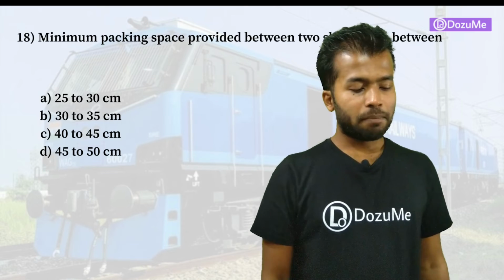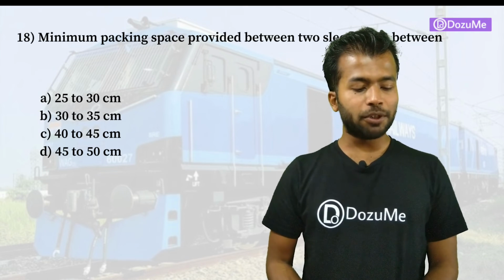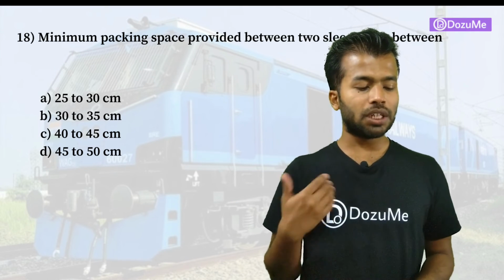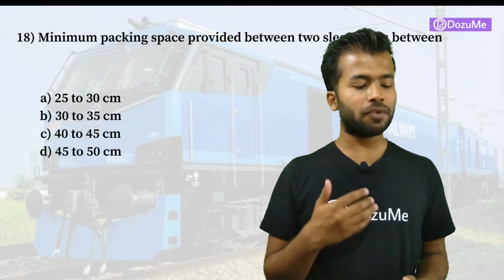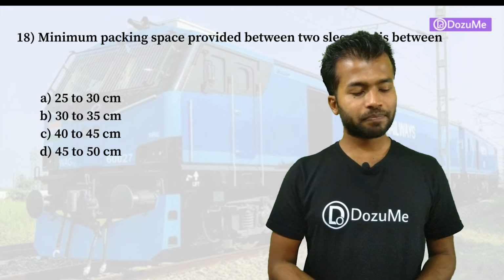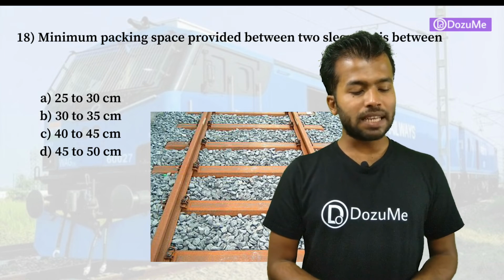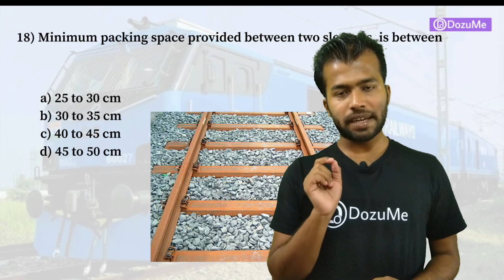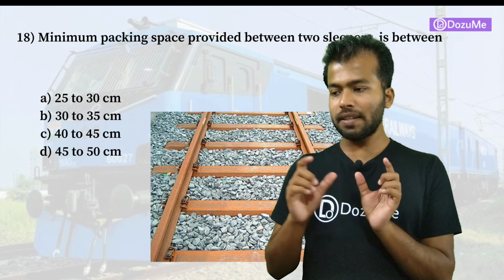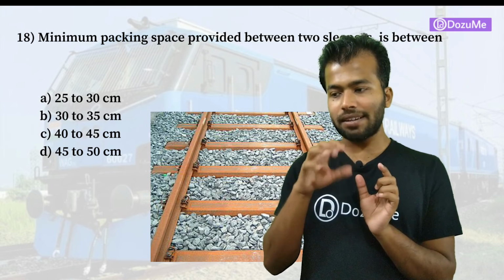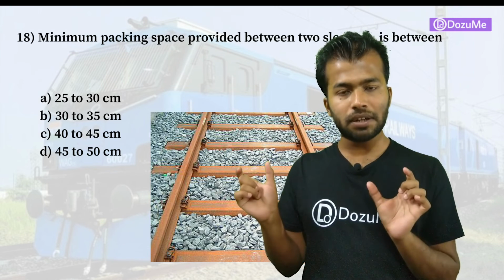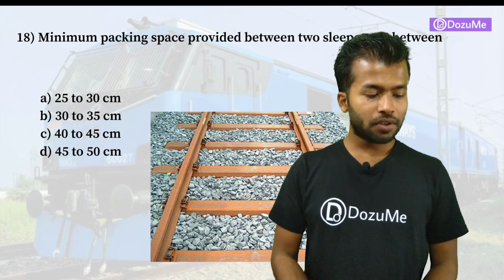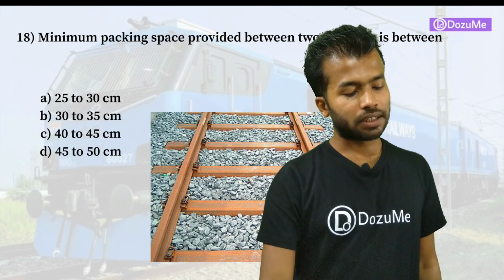Question number 18. The minimum packing space provided between two sleepers is between 25 to 30 centimeters, 30 to 35 centimeters, 40 to 45 centimeters, or 45 to 50 centimeters. The minimum packing space for packing the ballast material between two sleepers is generally 30 to 35 centimeters. So option B will be the correct answer.